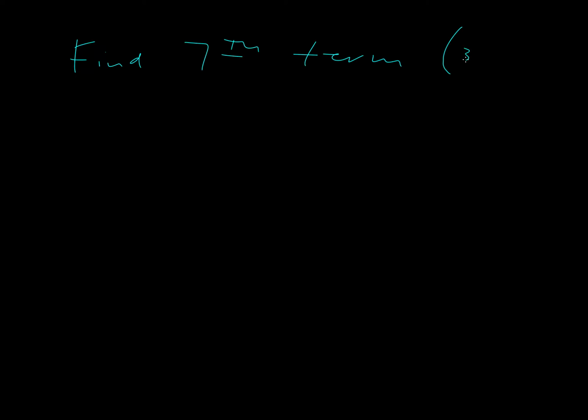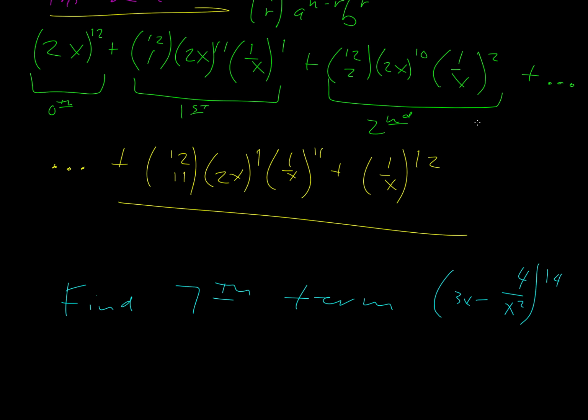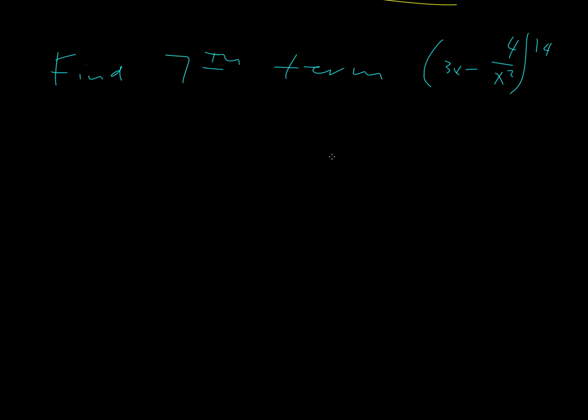Of 3x minus 4 over x squared, and then raise it to the 14th. One thing I forgot to mention on that last one, it specifically says in the problem not to simplify, so that's why I just left all of that. This one also says not to simplify. Okay, so once again I'm going to write that formula. So it's n choose r, a to the n minus r, and then b to the r.